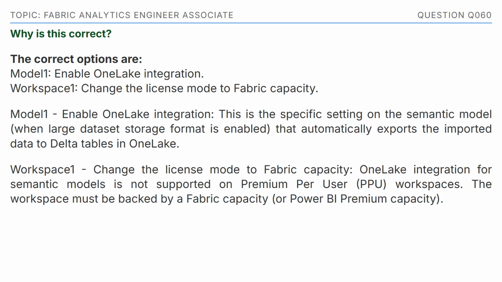The correct options are Model 1, enable OneLake integration, Workspace 1, change the license mode to Fabric capacity. Why are these options correct? Because Model 1, enable OneLake integration, this is the specific setting on the semantic model, when large dataset storage format is enabled, that automatically exports the imported data to Delta tables in OneLake. Workspace 1, change the license mode to Fabric capacity. OneLake integration for semantic models is not supported on Premium Per User (PPU) workspaces. The workspace must be backed by a Fabric capacity or Power BI Premium capacity.